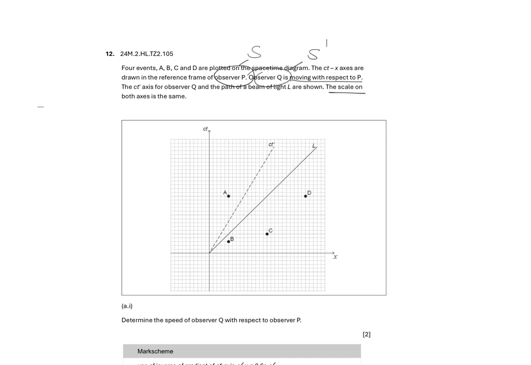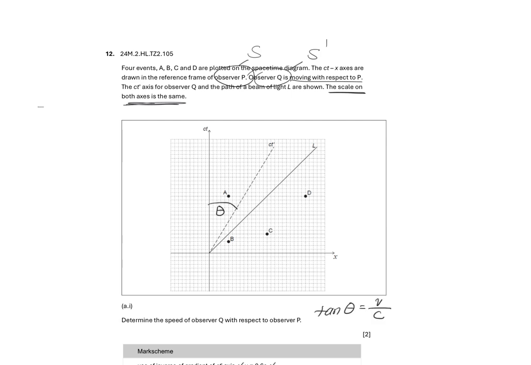That's interesting. That's usually not the case. But okay. Yeah, when I say both axes, that's usually not the case. So that's weird. Anyway, what's the speed of observer Q with respect to observer P?